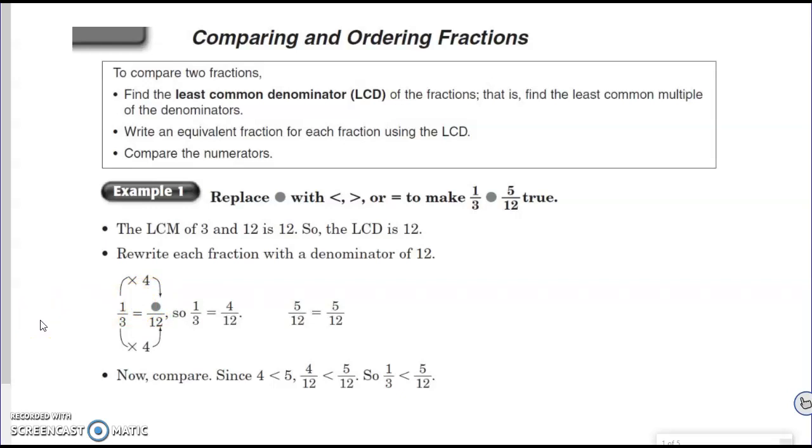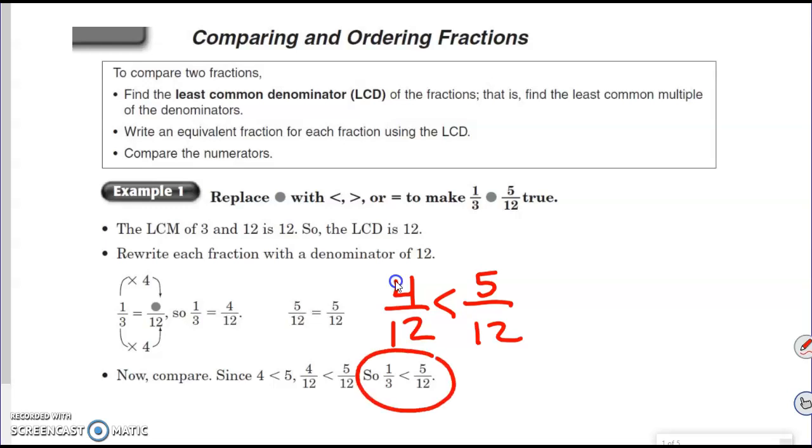And now, because they're both written as 12ths, 4/12 and 5/12, it's very easy now to compare them. So obviously 5/12 is greater than 4/12, and we could even rewrite that as 5/12 is greater than 1/3 using that original fraction, because it had started as 1/3 and we changed it to 4/12 just so we could simplify it. So let's take a look at a couple other examples.